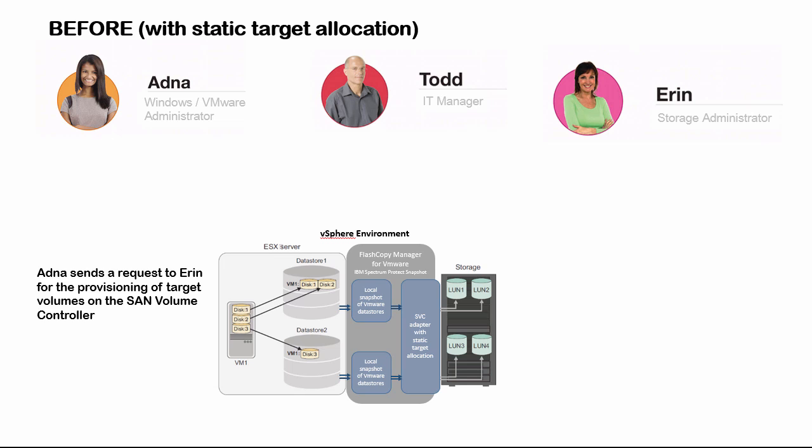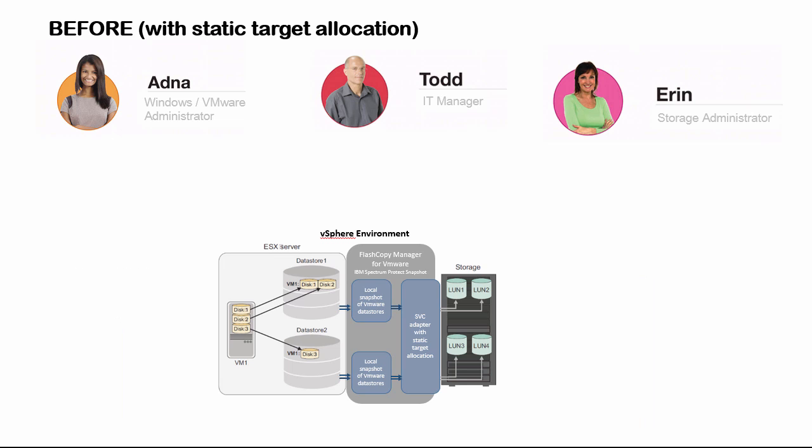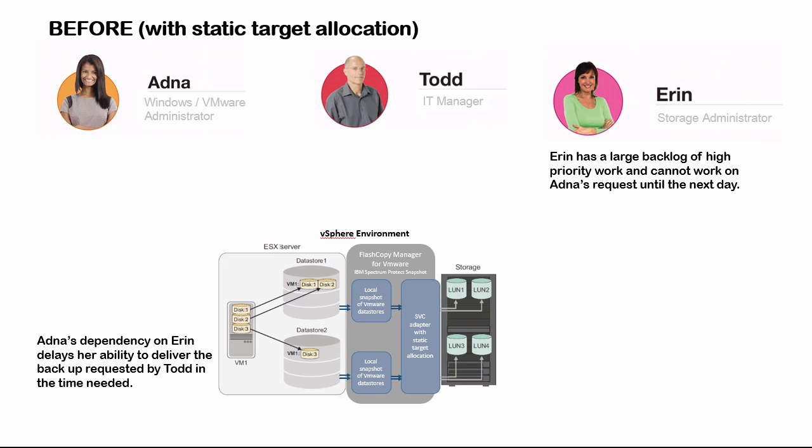Adna contacts Aaron and requests the provisioning of target volumes on SAN Volume Controller. Aaron has a large backlog of high priority work, and it will be a full day before she can process Adna's request. This is inconvenient for Adna, who cannot proceed until Aaron has completed her tasks.